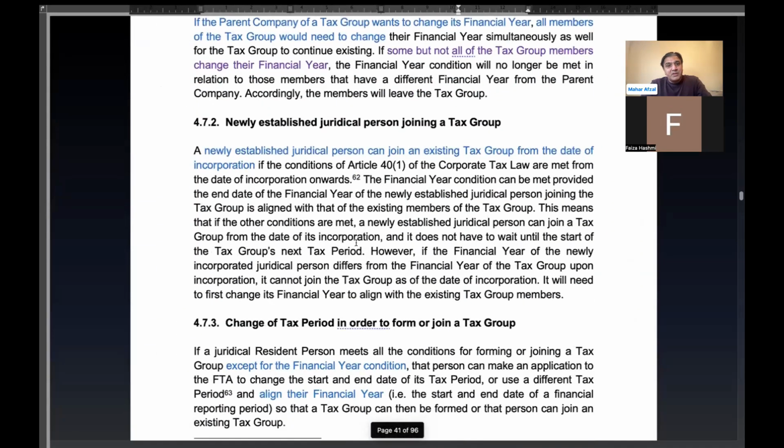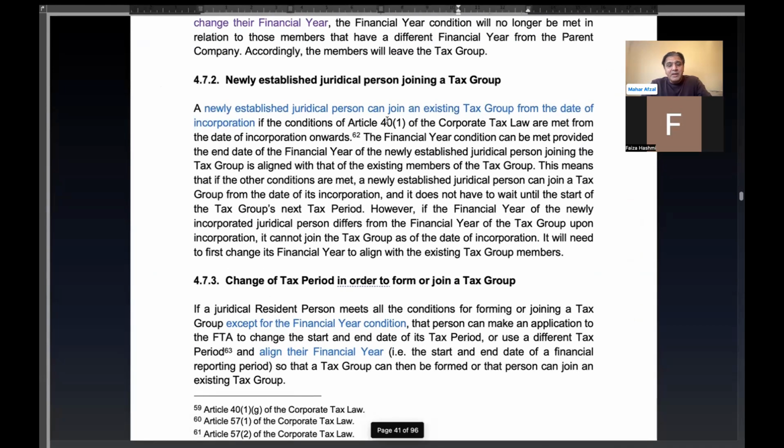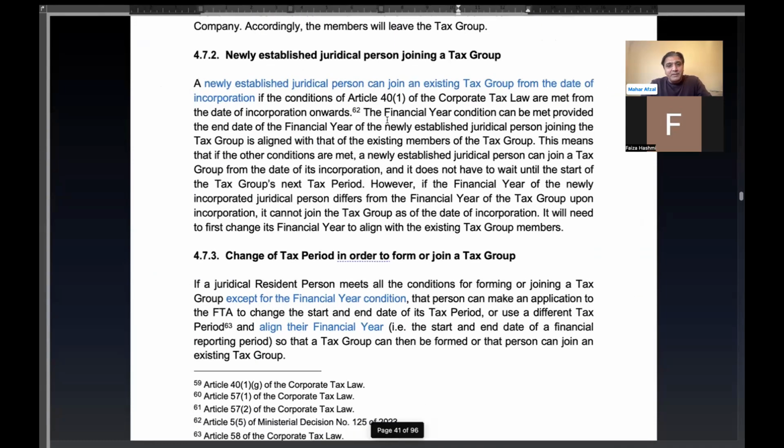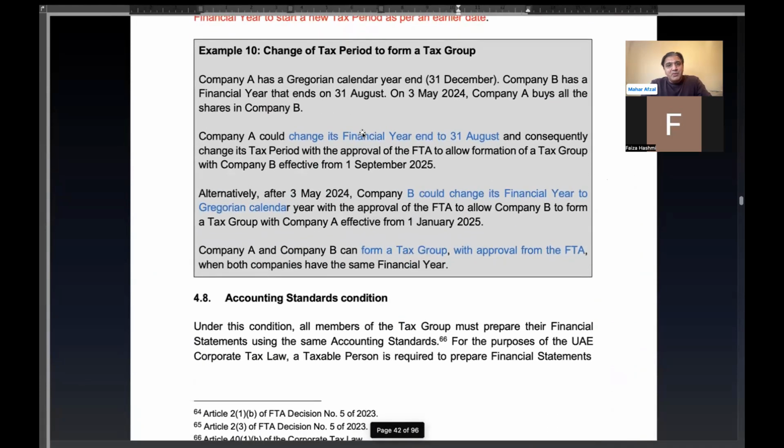You can go through this description. Newly established member, the time the company is incorporated, it will be assumed it will become a part of the tax group from the date of the incorporation. Existing members, it will be considered part of the tax group from the start of the respective tax period. You can go through this detail. This example, you can go through this.